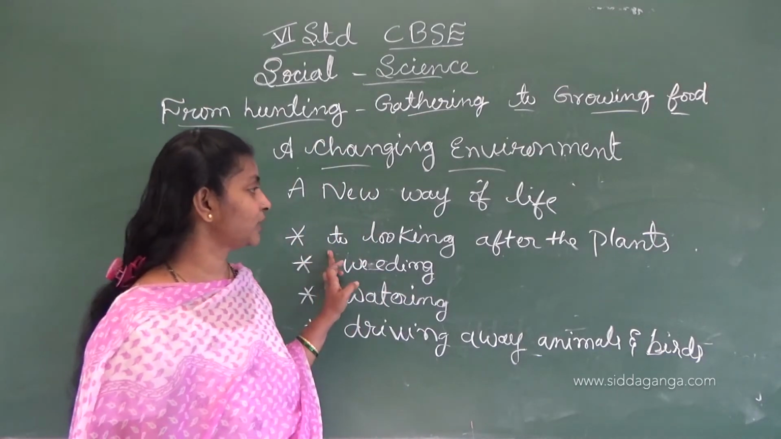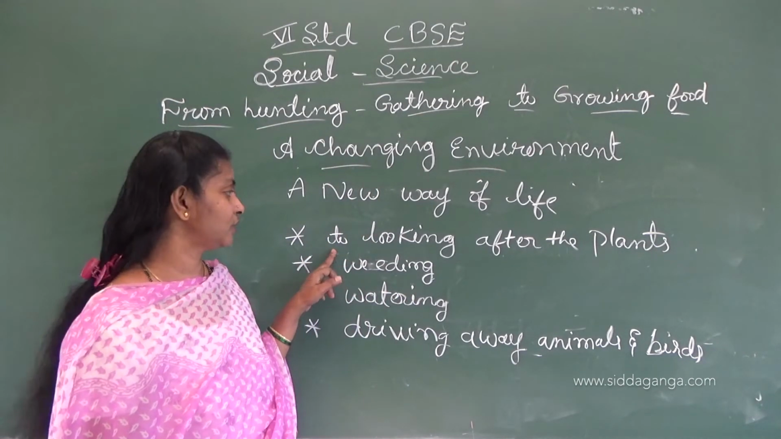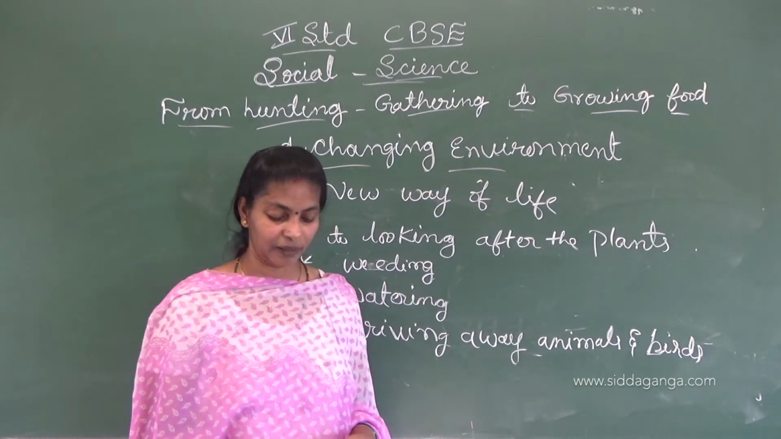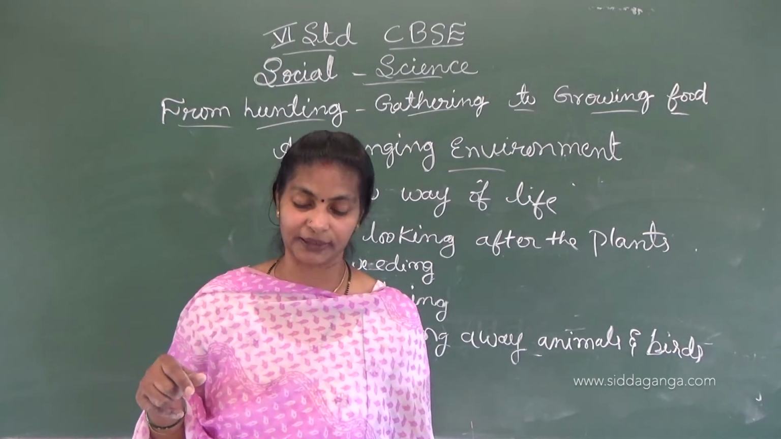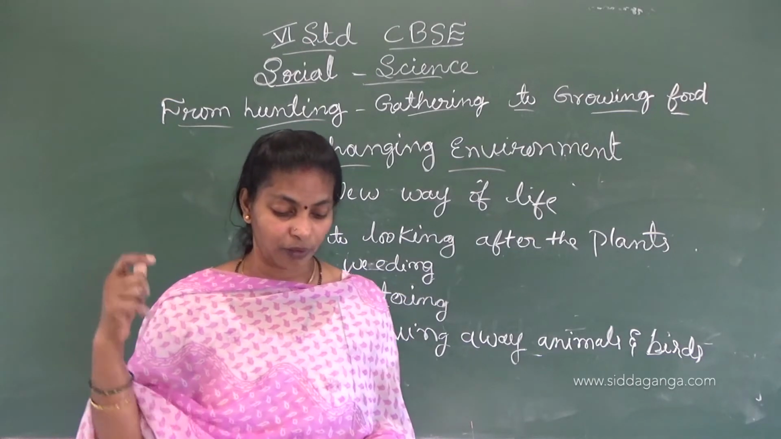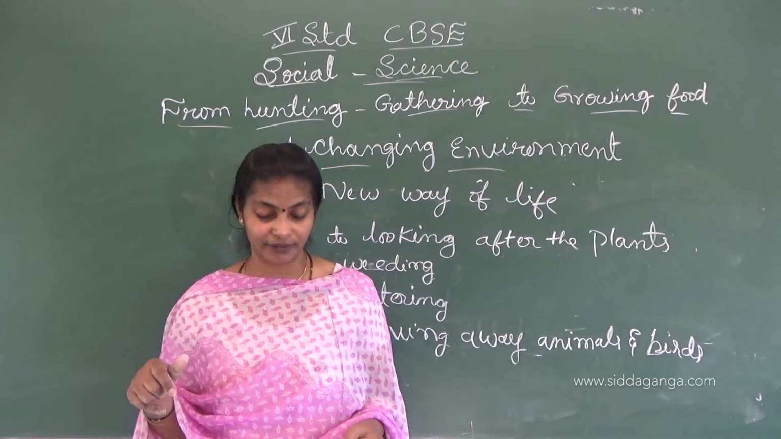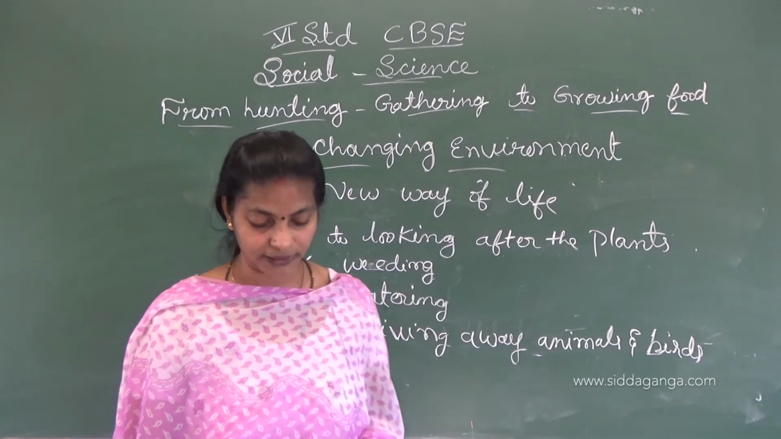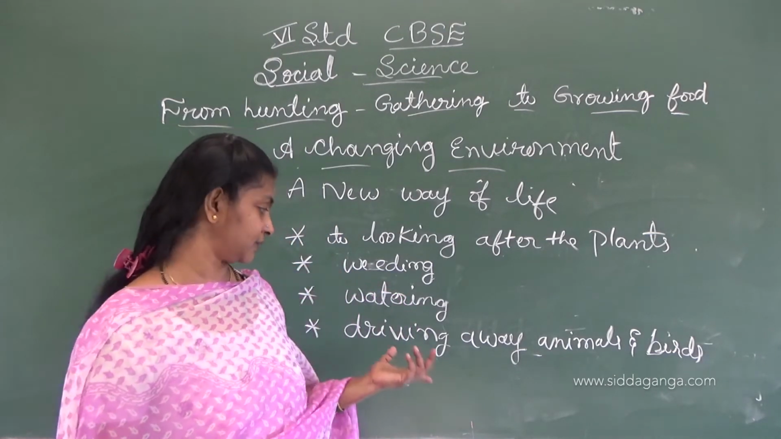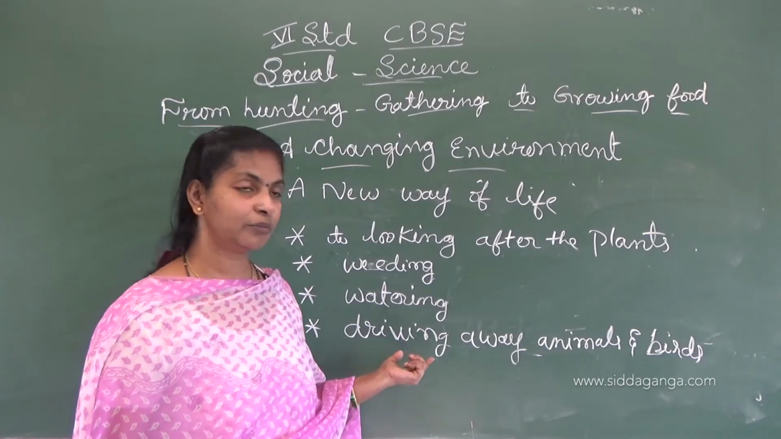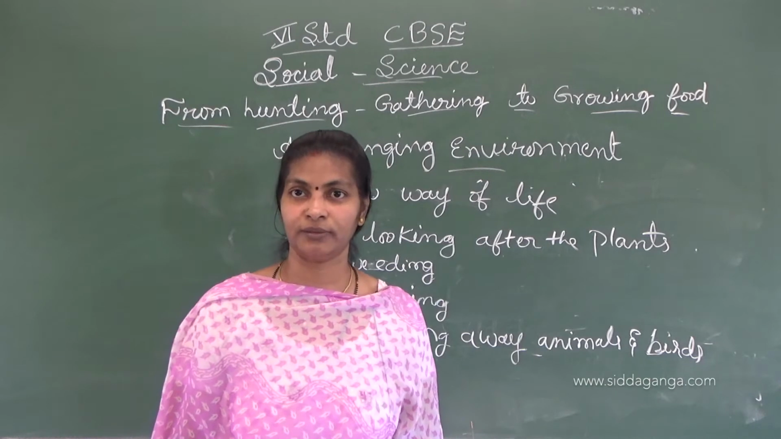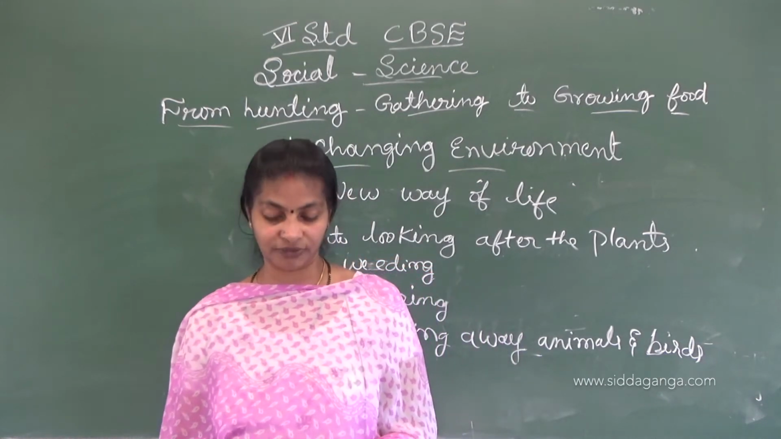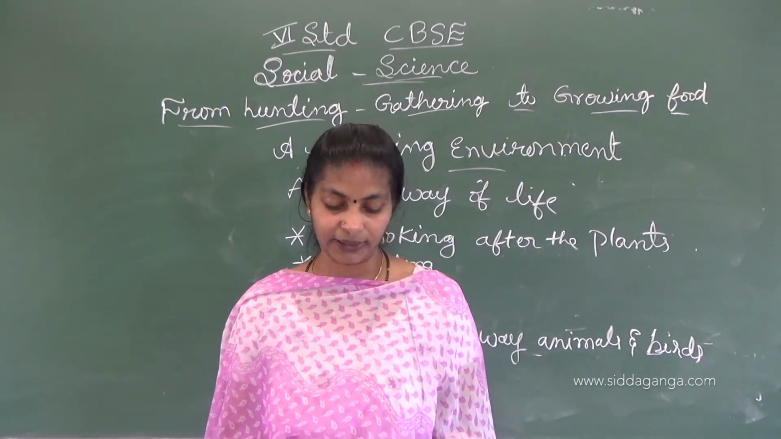Understood? The first one is looking after the plants. And also weeding. Weeding means the operation of removing the useless plants. And watering. Watering means we should put water on those plants, isn't it? And then driving away animals and birds while the plants were growing. For this purpose, the people started to stay in the same places for a long time till the grain ripened.